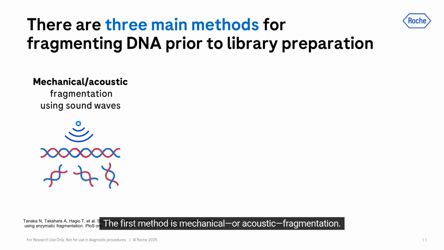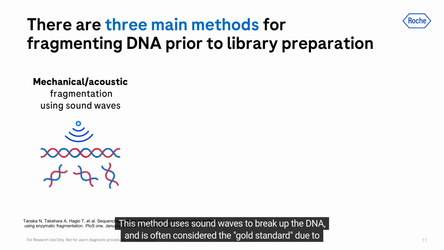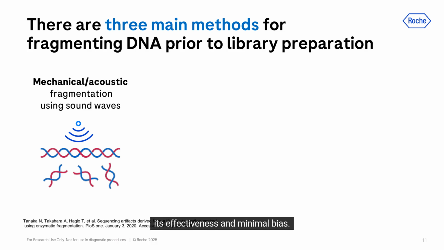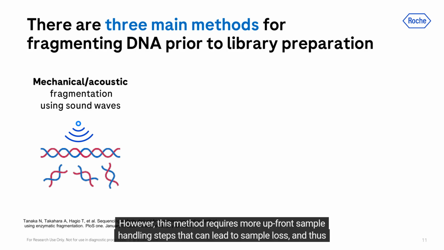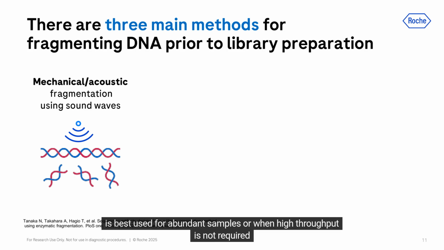The first method is mechanical or acoustic fragmentation. This method uses sound waves to break up the DNA, and is often considered the gold standard due to its effectiveness and minimal bias. However, this method requires more upfront sample handling steps that can lead to sample loss, and thus is best used for abundant samples or when high throughput is not required.